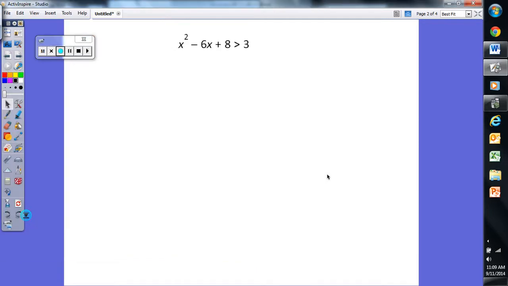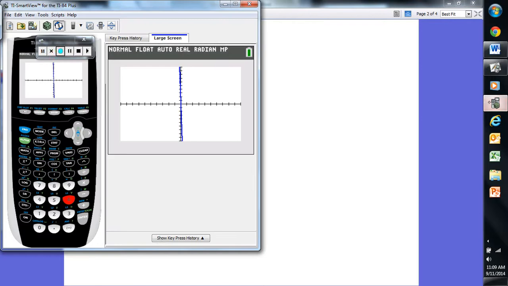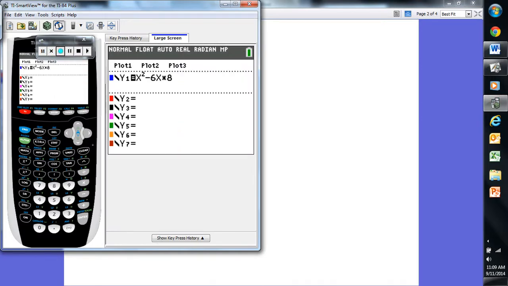I think I typed something in wrong. X squared minus 6x plus 8. Why doesn't that look very good? X squared, oh, see, I wrote times 8. See, we all make calculator mistakes. Plus. Now it should be a nice little parabola.